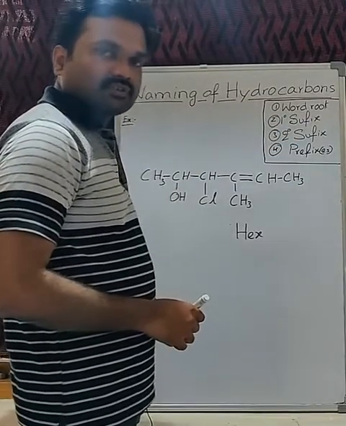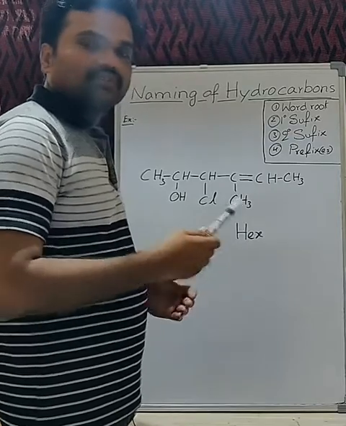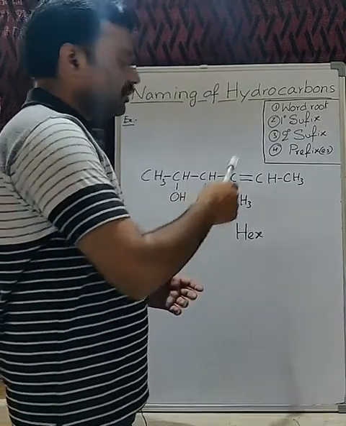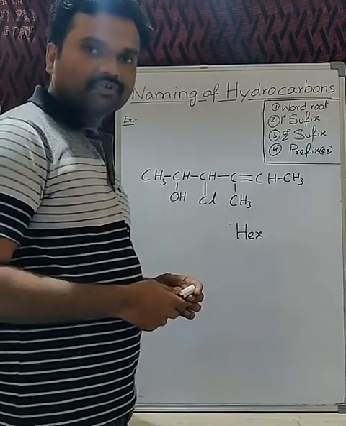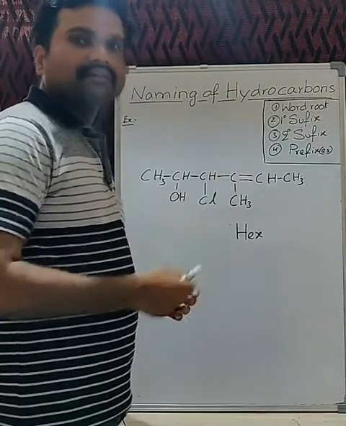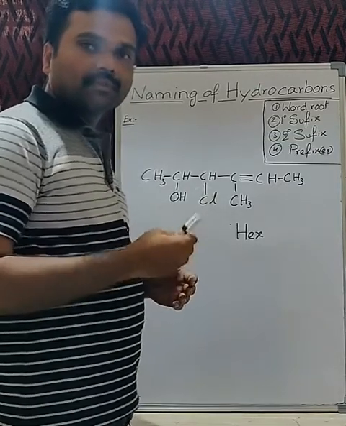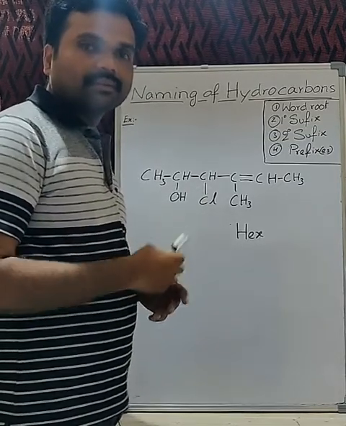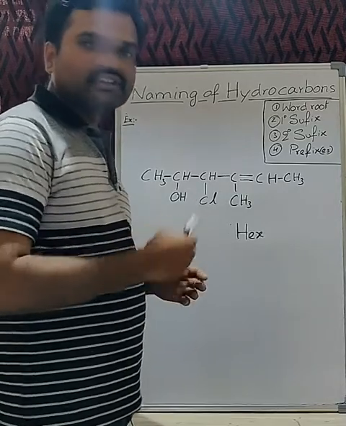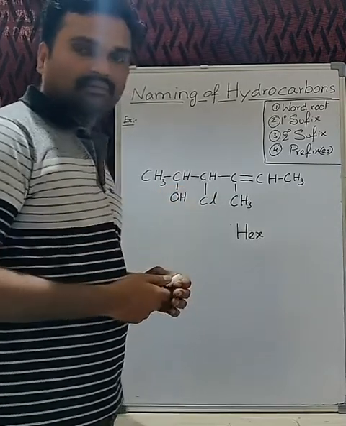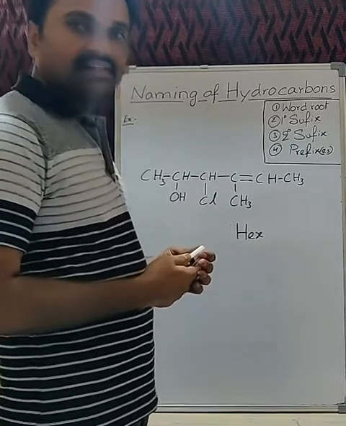And next, primary suffix. Primary suffix represents the saturation of the carbon atoms in the main chain. If all the carbon atoms have single bonds, then the primary suffix will be ANE. If carbon atoms have at least one double bond, then the primary suffix will be ENE. If they have at least one triple bond, then the primary suffix will be YNE.